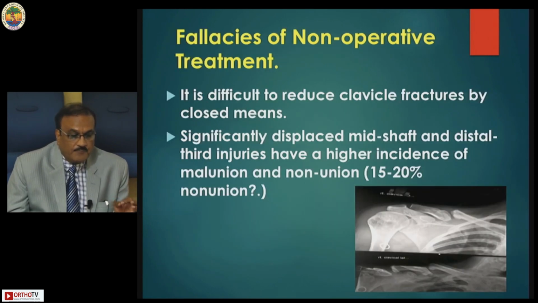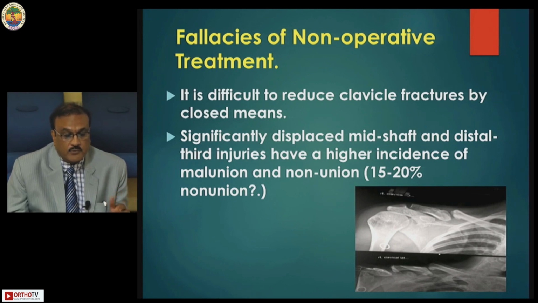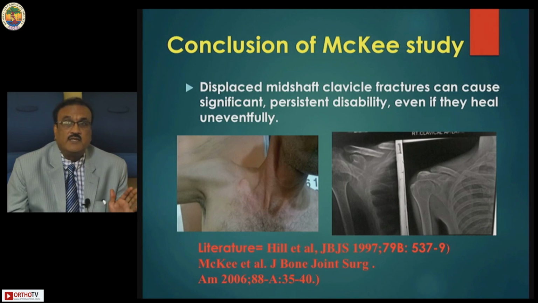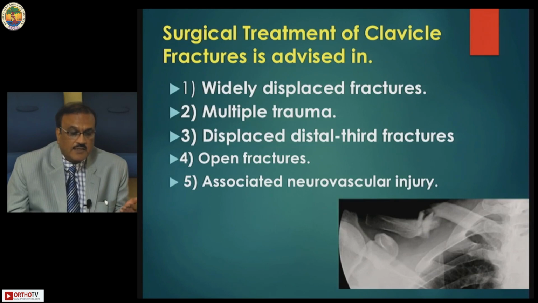Fallacies of non-operative treatment: it is difficult to reduce a clavicle fracture by closed means and to retain it also. Significant displacement of mid-shaft and distal third injuries have a higher incidence of malunion and non-union, and in a recent report 15 to 20% non-union is reported in displaced mid-clavicular fractures. So the conclusion of the MIC study: displaced mid-shaft clavicular fractures can cause significant persistent disability even if they heal uneventfully, and therefore now there is a resurgence of surgical treatment.